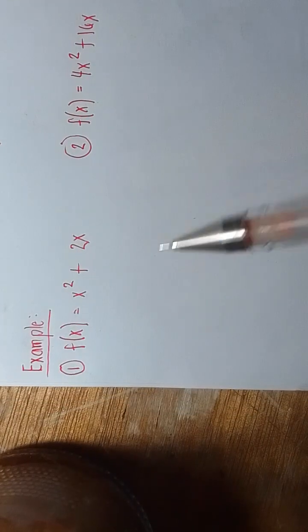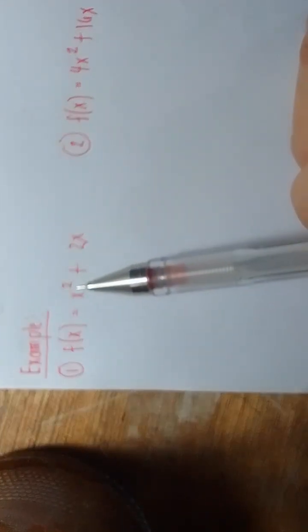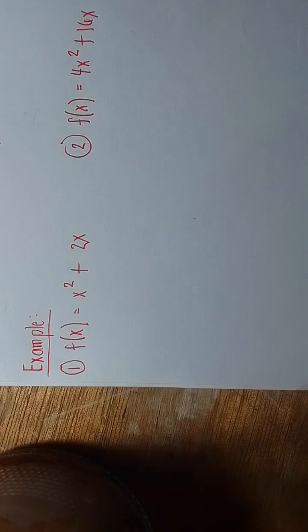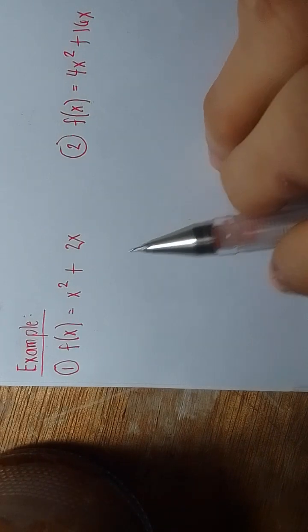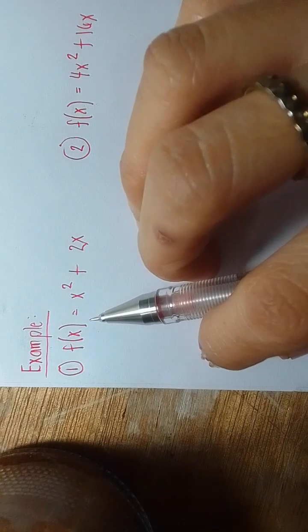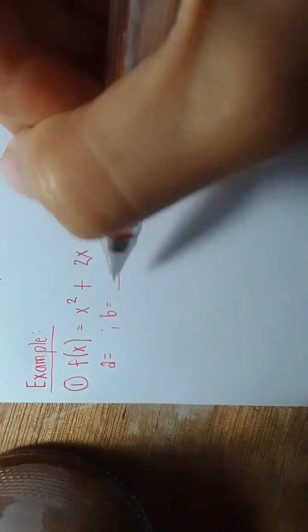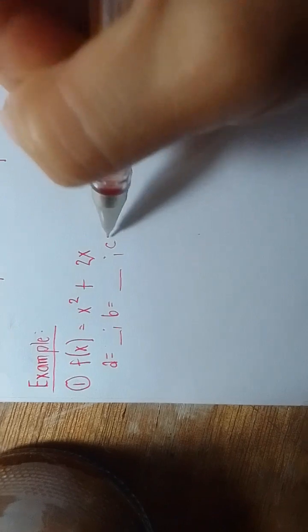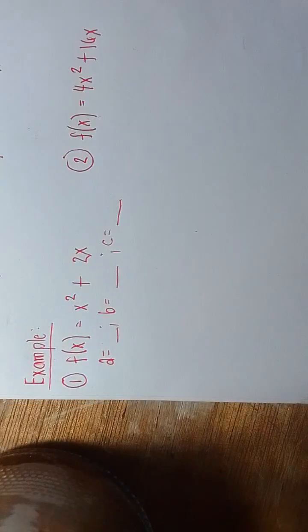So, for number 1, of course, obviously, naka-standard form na siya. X squared plus 2x. So, since naka-standard form naman siya daan, we will directly proceed in identifying the values of A, B, and C. So, for A, B, C, let us check one by one.